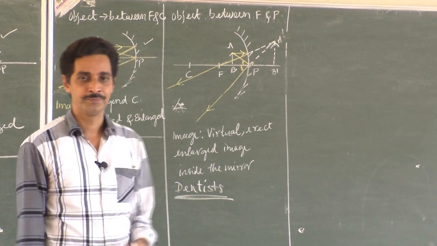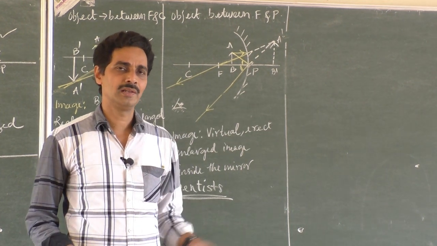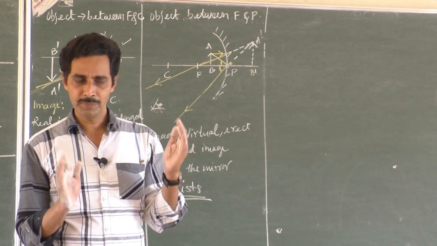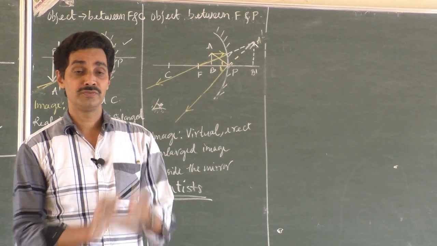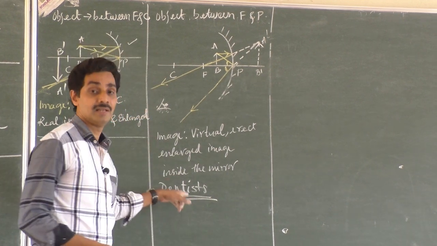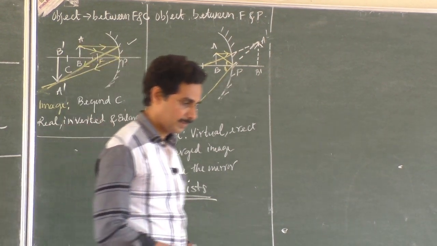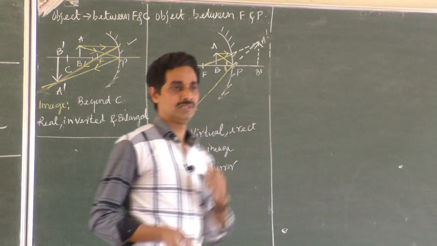a dentist mirror. If you are asked why dentists use a concave mirror, it is because if you place an object within the focus of the concave mirror, it forms an enlarged virtual image. That is why dentists use this, and that image helps them to check the teeth, problems with the teeth. Okay.